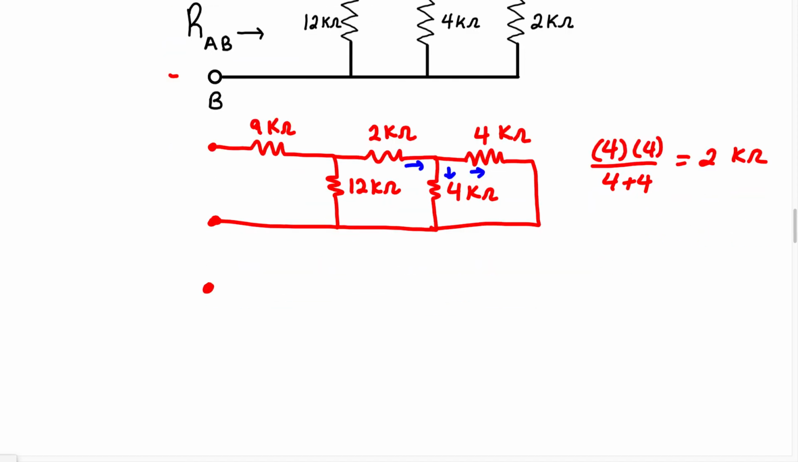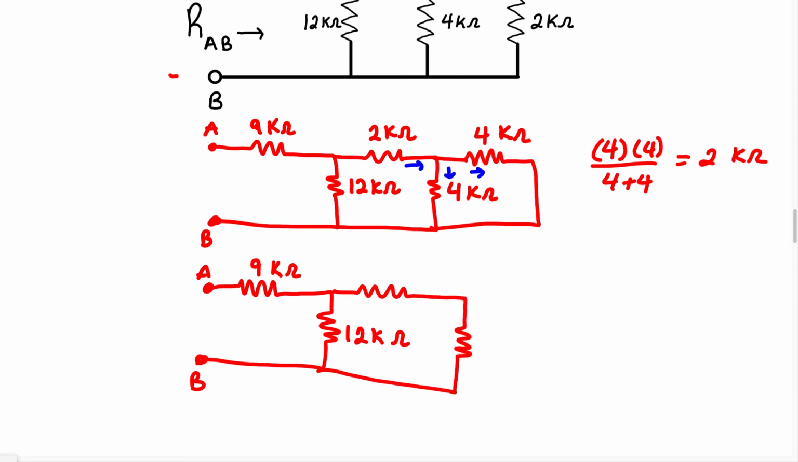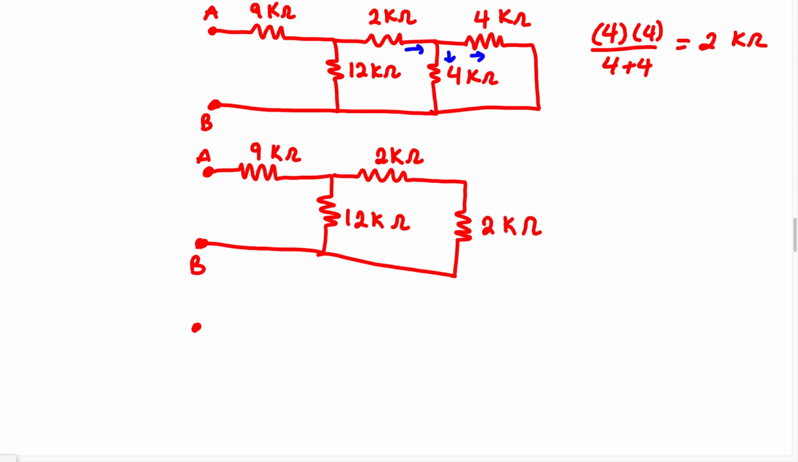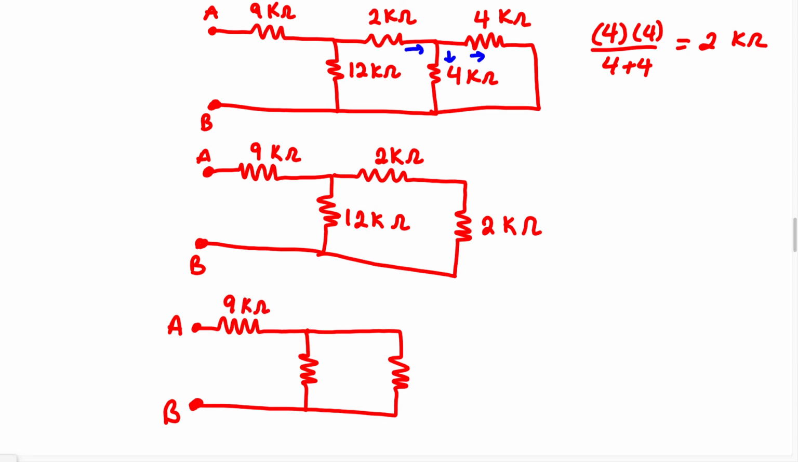So let's redraw this circuit once again. Remember, this is terminal A, this is terminal B. And we know that this resistor is going to be the equivalent of these 2 resistors that are in parallel, which is 2 kilo ohm. Now when we look at this, we can see that these 2 resistors are in series, so we can redraw this to be 9 kilo ohm, 12 kilo ohm, and this is going to be 4 kilo ohm.